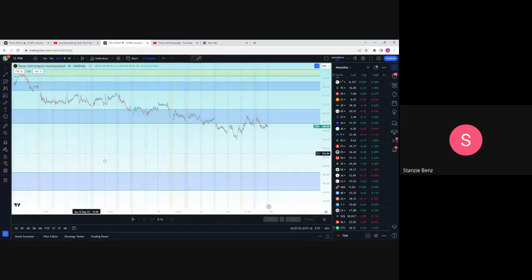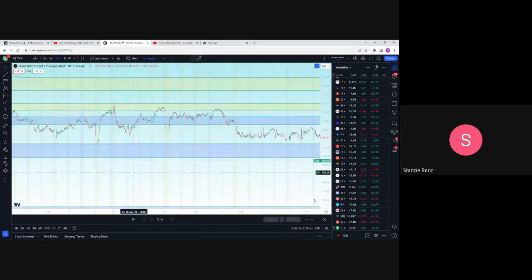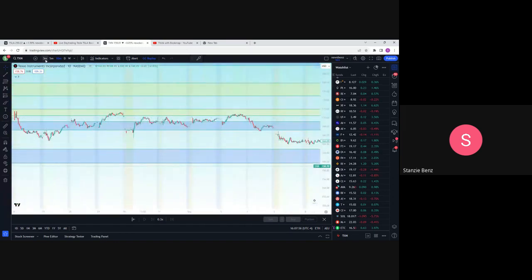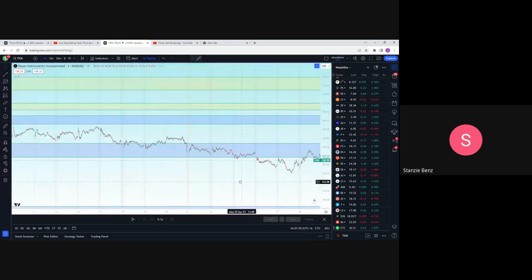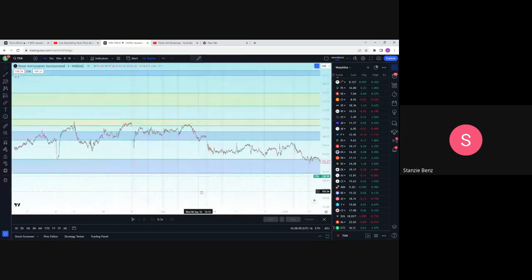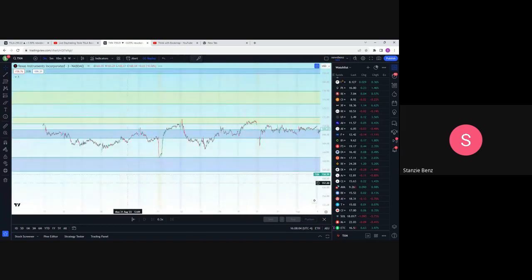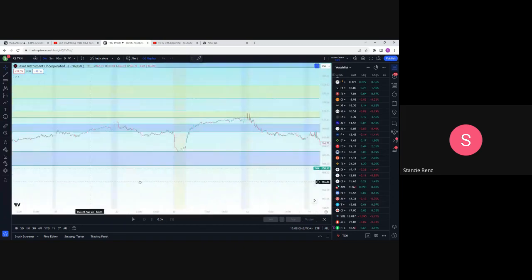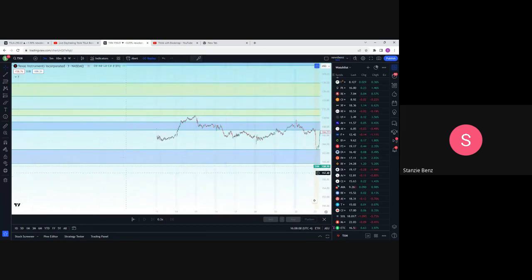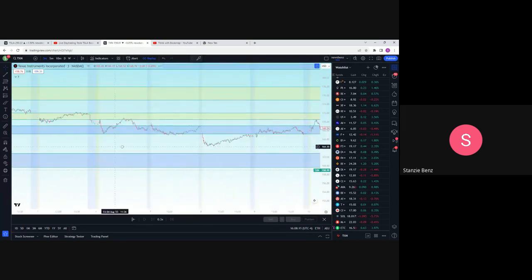Make sense? And just zooming in to the 3 minute, you'll start noticing some good plays off these zones, just from drawing that. I'm not even spending too much time on that. We didn't even zoom in further to establish more zones, but you're seeing these plays that you would catch if you're scalping.